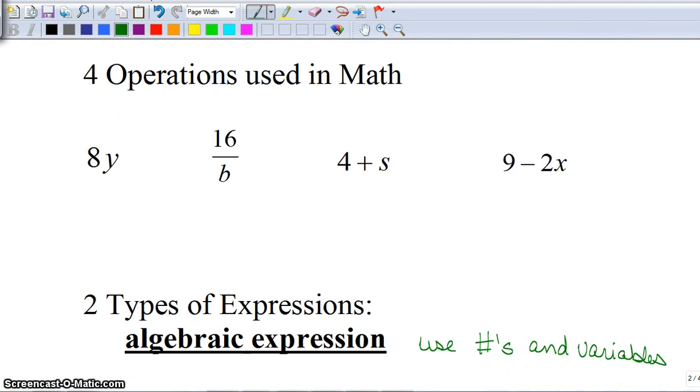Okay. Now we have 4 operations that we use in math. Got an example of each one listed. The first one I have is 8y. That 8 is attached to the y by multiplication. 16 over b, or 16 divided by b, we have division. And 4 plus s, we have addition. And 9 minus 2x, we have subtraction.